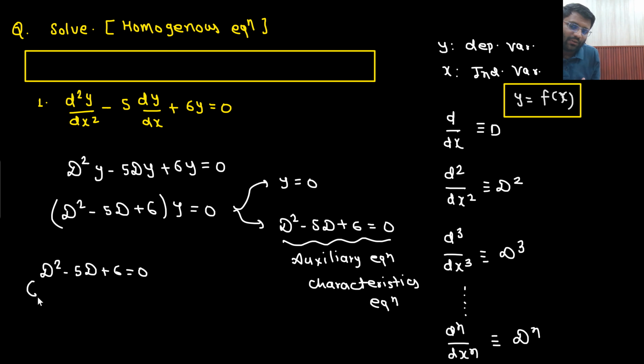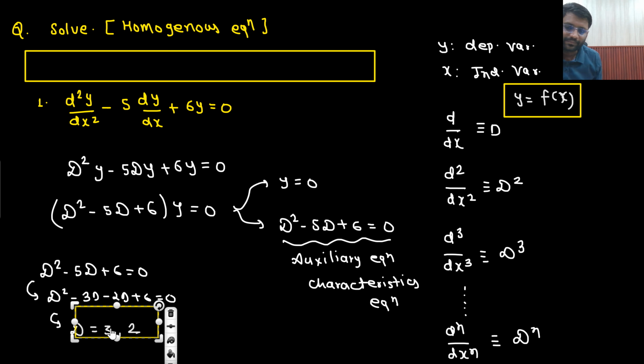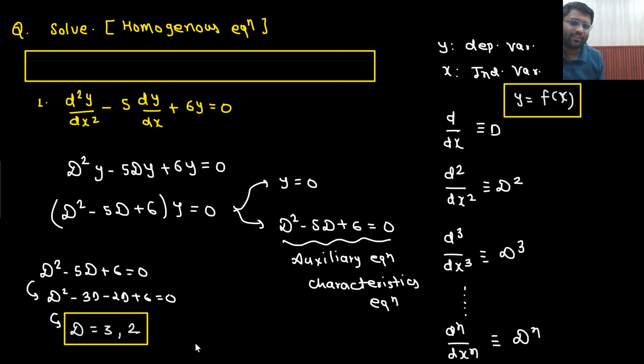Can you solve this? Yes sir, it will be D squared minus 3D minus 2D plus 6 equals 0. So when I solve it, I get D equals 3, 2. Surely you can solve it. So 3, 2 are the roots we are getting. So the solution of this differential equation will be y equals... sir, it is a second order differential equation, that means it will have two constants.